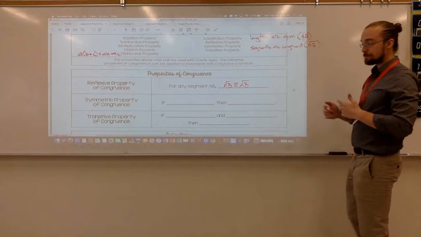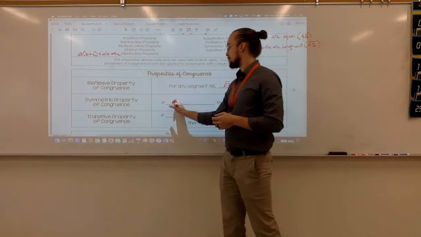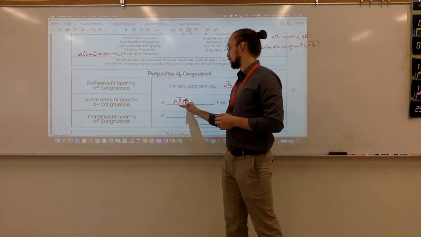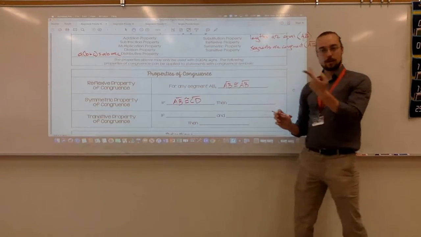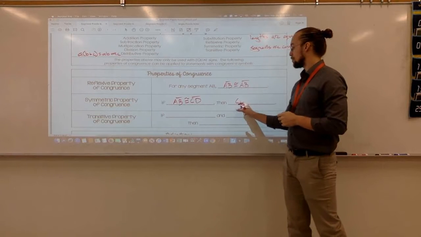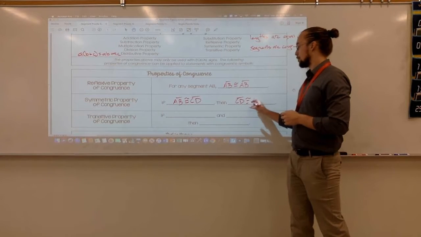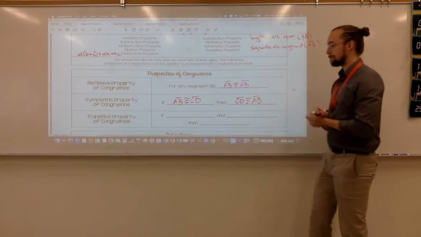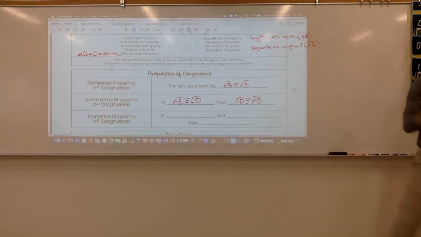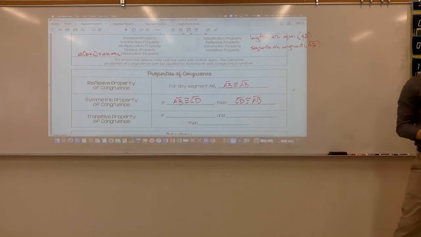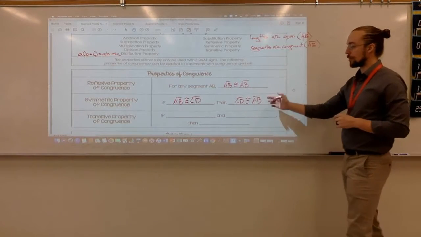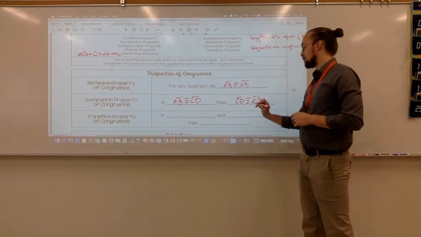So for these properties of congruence, our correct notation is going to be the lines over top and the congruent symbol in between. The symmetric property says if I have two segments that I know are congruent to each other, like AB is congruent to CD, then I can flip them across the congruent symbol. So CD would be congruent to AB. Same idea as the symmetric property when we looked at equality: I can flip things across the equal sign, or I can flip things across a congruent symbol.